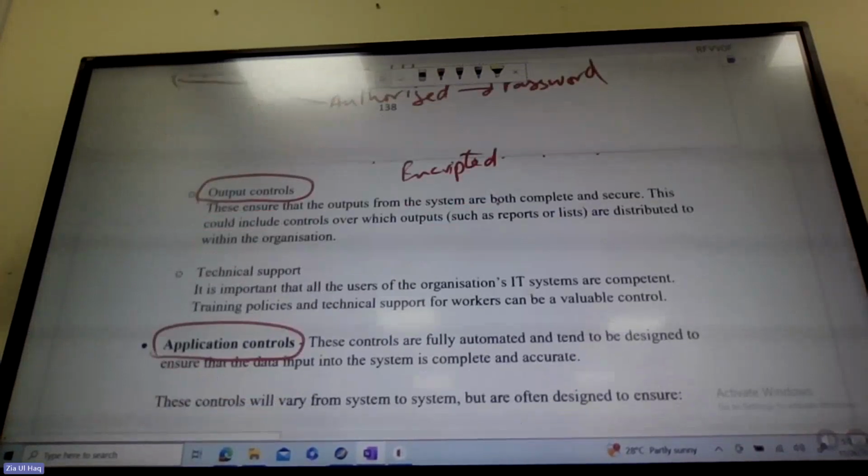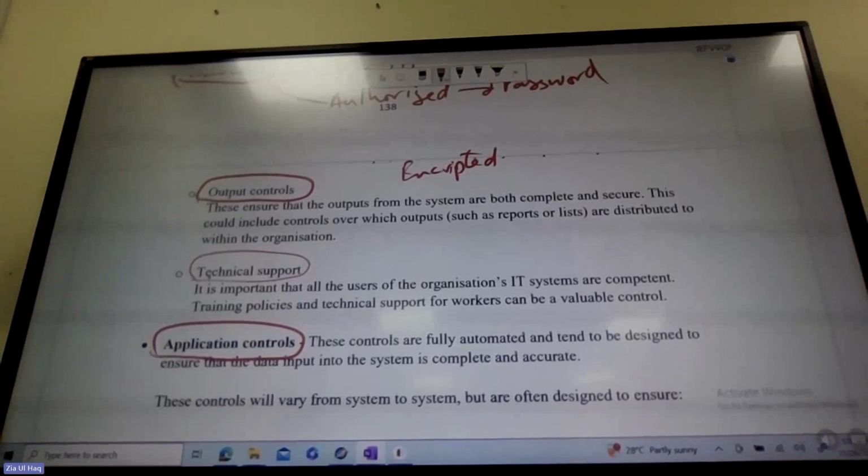There should be some controls relating to technical support. For system design, there should be a separate person. For system usage, there should be a separate person. If the system user, meaning the data entry operator, and the system designer, meaning the IT professional, are in the same department, they can misuse the system by creating a design according to their need. So there should be separate staff for system usage and system design.